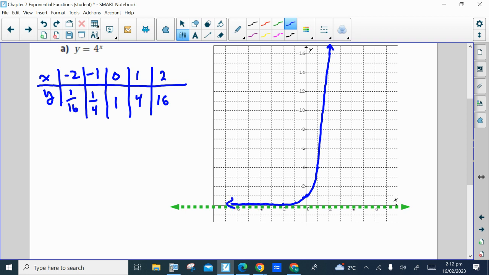So that's a sketch of the graph of y equals 4 to the x. Yes? So why does 4 to the negative 2 equal 1 over 16? Because 4 to the negative 2 is 1 over 4 squared. You have to make the exponent positive, so you move it from the top to the bottom.